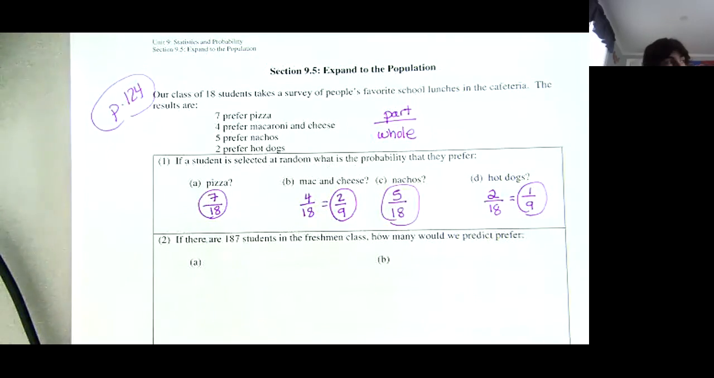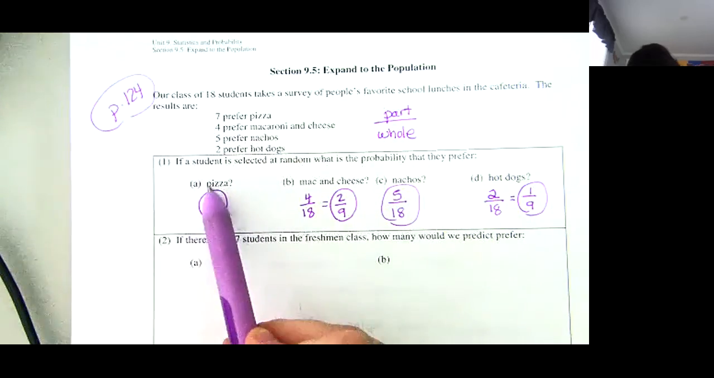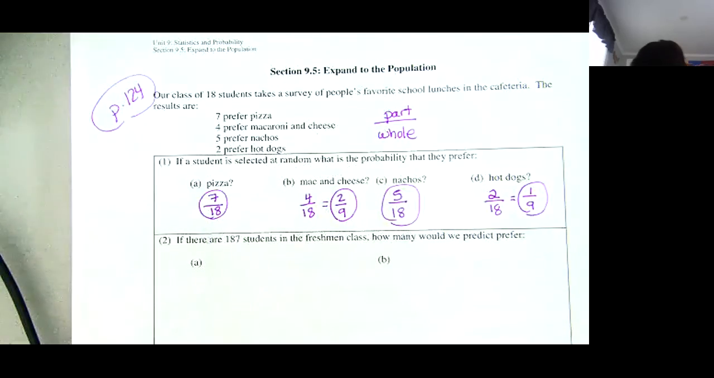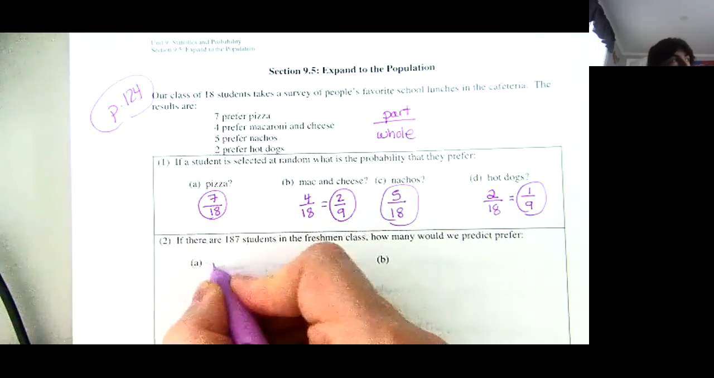This is not really what we're doing. What we're doing is more like problem number 2. If there are 187 students in the freshman class, I want to use the information from my survey to predict how many of those 187 people will prefer various foods. And we're going to start with pizza.